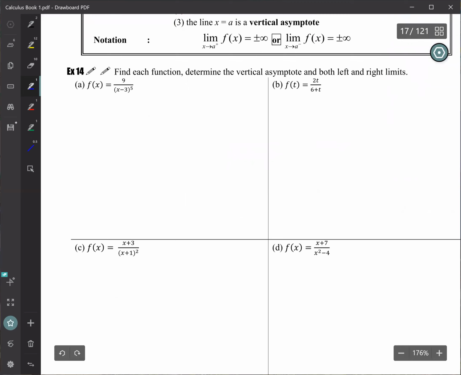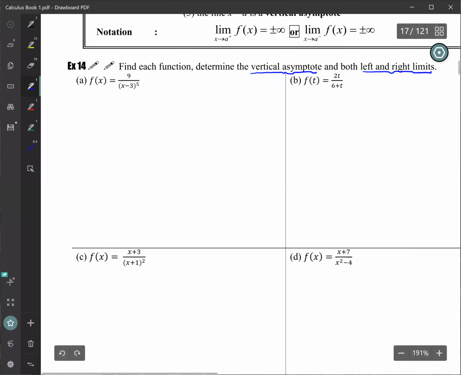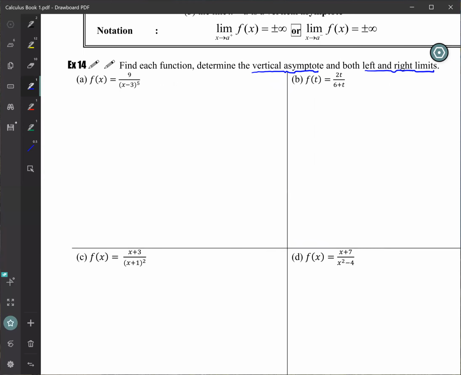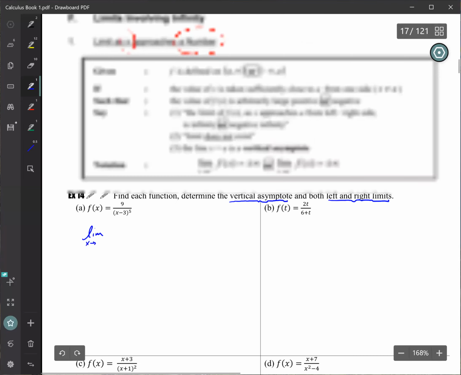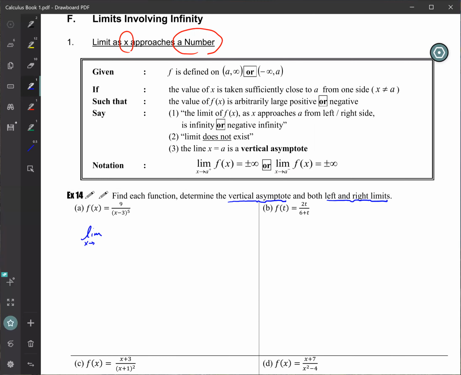So for each function, determine the vertical asymptote, okay? Let's underline that, that's our goal, right? And both left and right limits, okay? In this section, it can help us to find asymptotes. The way we can set up is we take the limit. I want to make x approach a number, right? That's our first type. So which number should we be approaching?